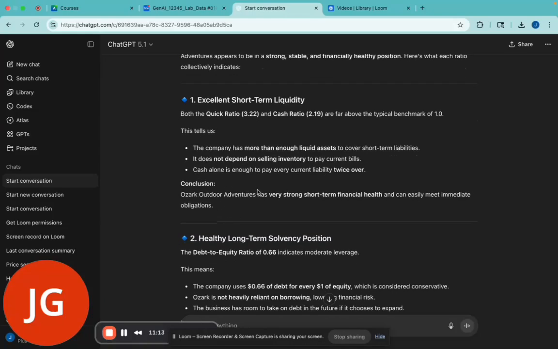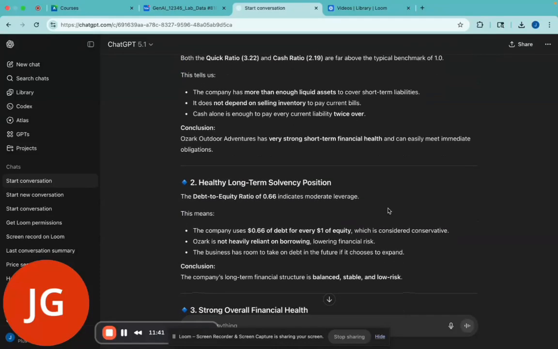And then we have a conclusion that Ozark Outdoor has a very strong short-term financial health, and can easily meet its immediate obligations. Second, we have a healthy long-term solvency position. The debt-to-equity ratio of 0.66 indicates moderate leverage. This means the company has 66 cents of debt for every $1 of equity, which is considered conservative. Ozark is not heavily reliant on borrowing, lowering financial risk. And the conclusion is the company's long-term financial structure is balanced, stable, and low risk.